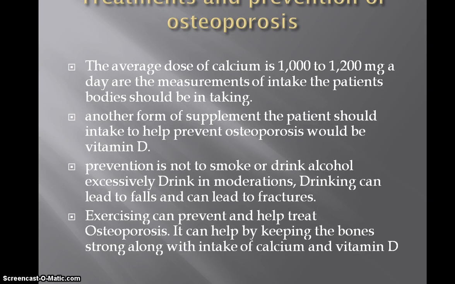Treatments and prevention of osteoporosis. The average dose of calcium is 1,000 to 1,200 milligrams a day, which is the measurement of intake the patient's body should be taking in. Another supplement the patient should take to help prevent osteoporosis is vitamin D. Prevention is not to smoke or drink alcohol excessively. Drink in moderation. Drinking can lead to falls and can lead to fractures. Exercising can prevent and help treat osteoporosis. It can help by keeping the bones strong along with the intake of calcium and vitamin D.